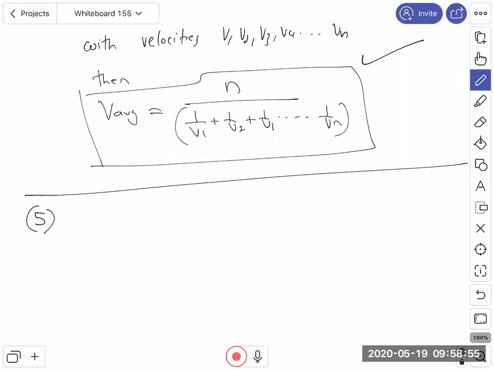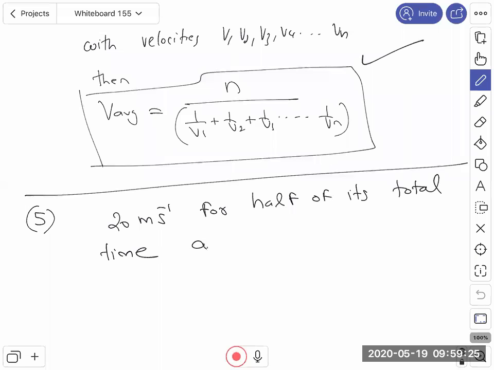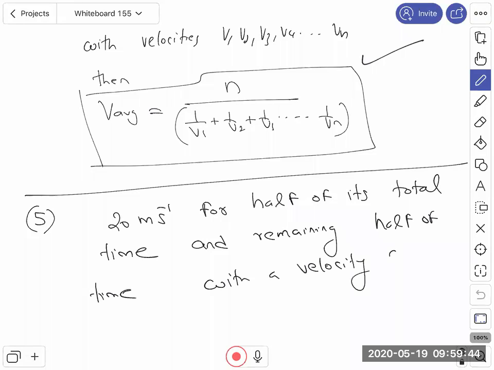Then write down the next question. If an object is moving with the velocity 20 meter per second for half of its total time and the remaining half of time with the velocity 30 meter per second, calculate average velocity.